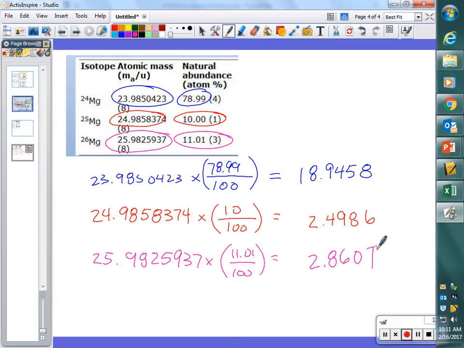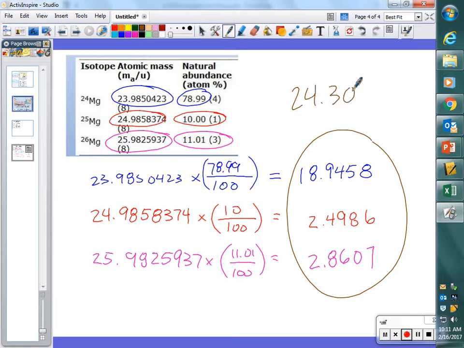All right, good with those 3? Does that make sense? And then, what do we do with these 3? Add them all up, right? So, add all 3 of these up. Okay? Got it. 24.305. Yeah, I got it for you. Yes, I did. I won.